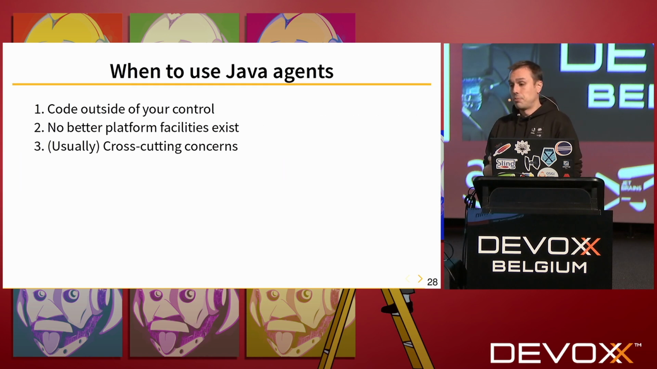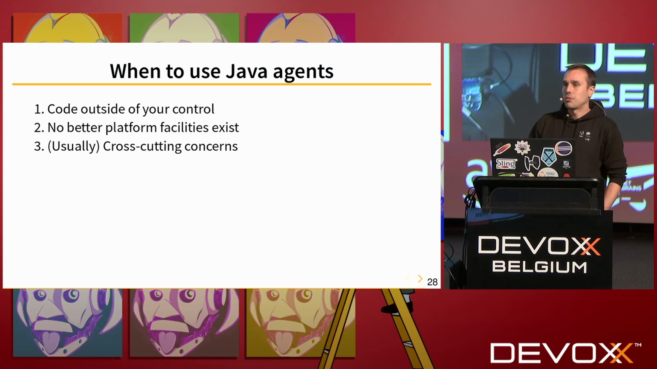Now, wrapping up, when to use Java agents for real this time. The first rule of thumb that I use is, do you control the code or not? If you control the code, it's very much simpler to change the code, introduce extension points, etc. Two, do you have platform facilities available? We saw a couple, and I'm sure there are more platforms out there that allow you this sort of global transformation to the objects they manage. So look into the platform facilities.